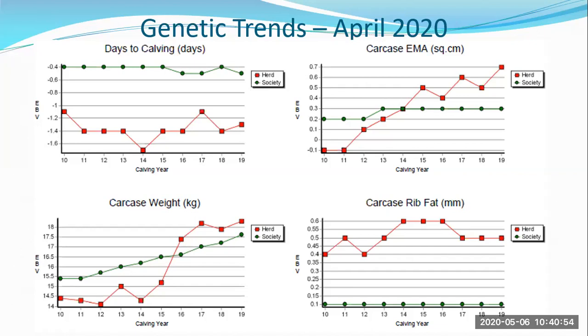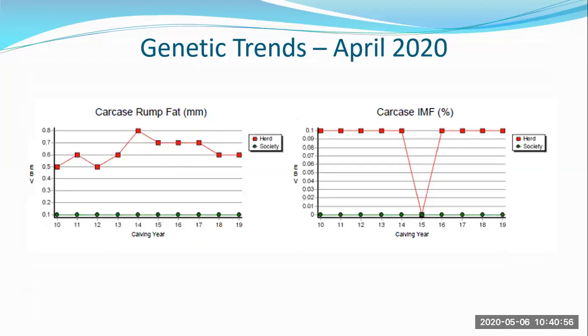Next slide. That's rib fat. Then we come with the rump fat. Intermuscular fat is above average. I don't know what happened in 2015, but these are the genetic trends of individual traits.